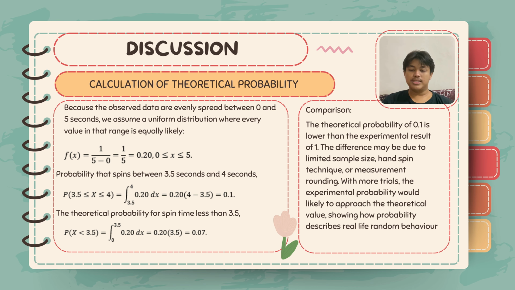Now, for the comparison, the theoretical probability of 0.1 is lower than the experimental result of 1. The difference may be due to limited sample size, spin technique, or measurement rounding. With more trials, the experimental probability would likely approach the theoretical value, showing how probability describes real-life random behavior.